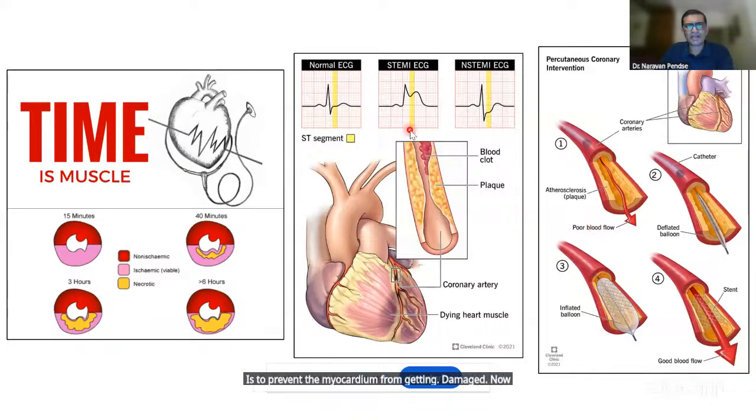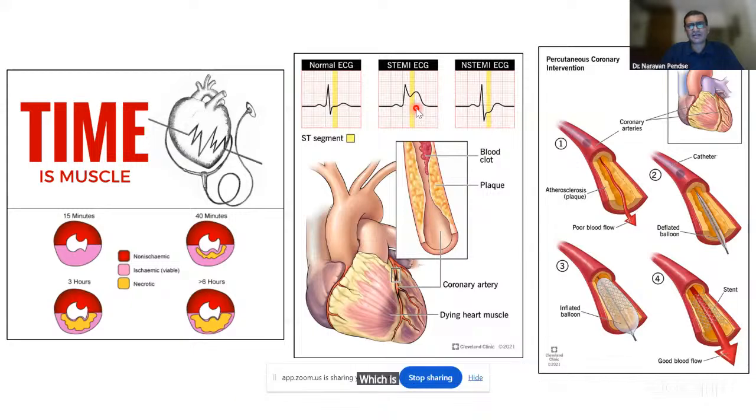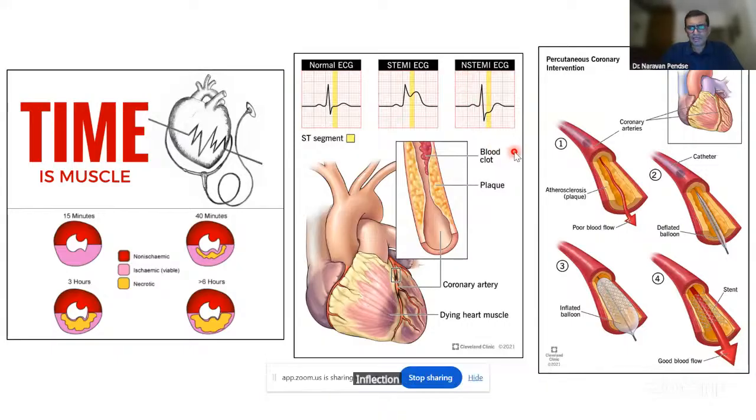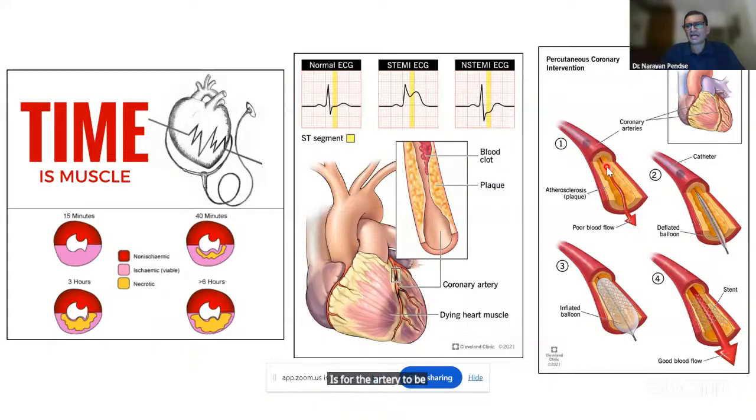Now, when an MI is detected, it can be of different types. Typically, it is classified into STEMI, which is ST elevated myocardial infarction, and non-STEMI, which is non-ST elevated myocardial infarction. We will come to this in the subsequent slide. But basically, what an acute STEMI requires in 100% of the cases, unless there is a contraindication, is for the artery to be reperfused as soon as possible.